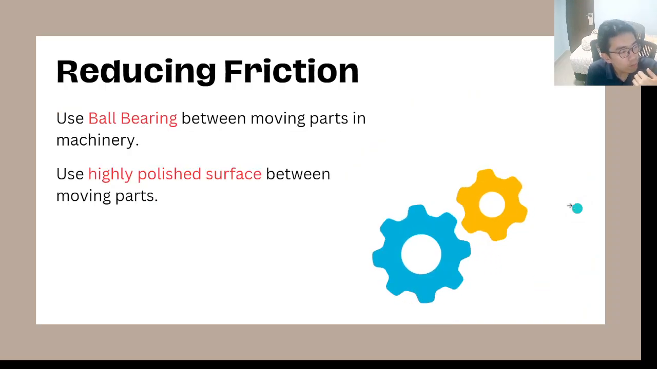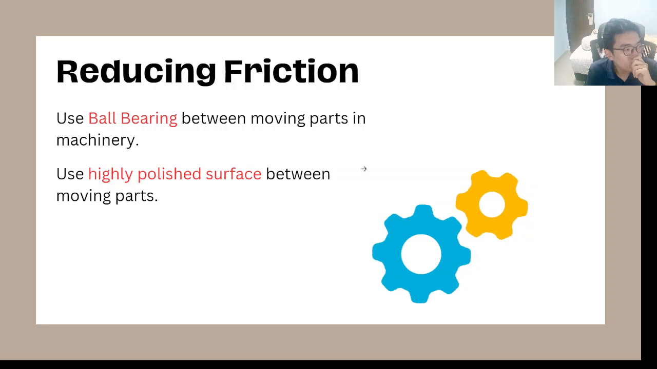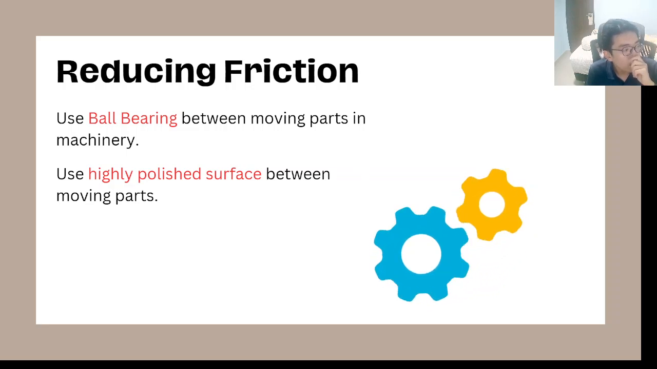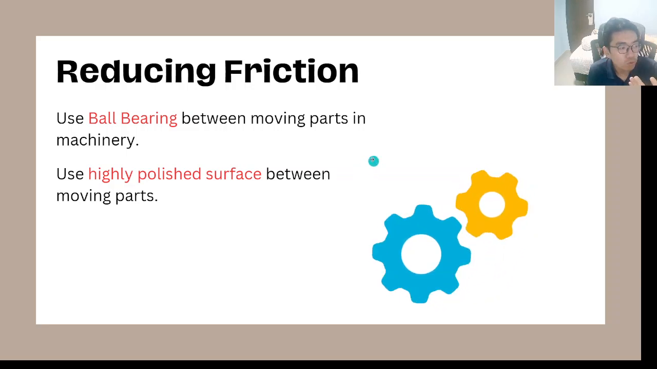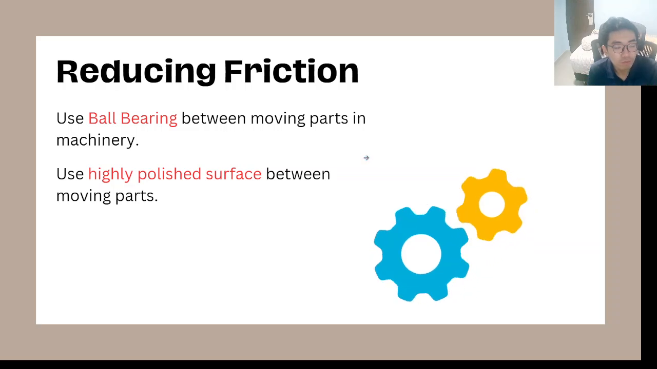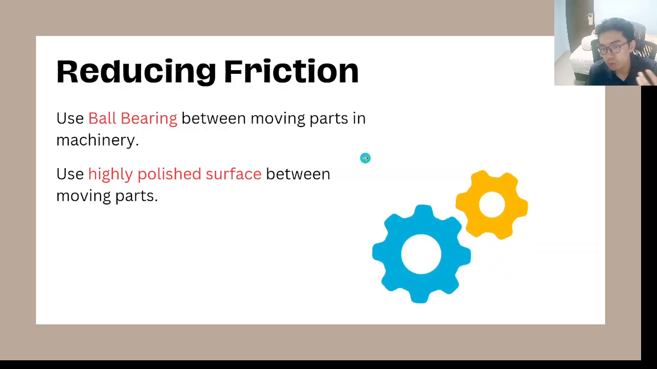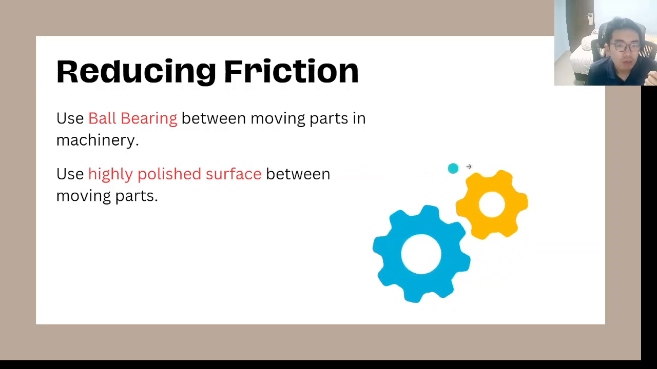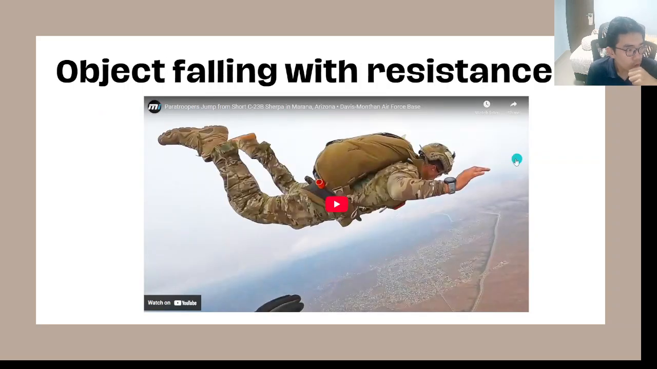Other alternative methods are ball bearings between moving parts in the machineries, as well as using highly polished surfaces between moving parts. So highly polished surface implies what? Is the surface rough or smooth? Smooth. Okay, object falling with resistance, I'll record another video.